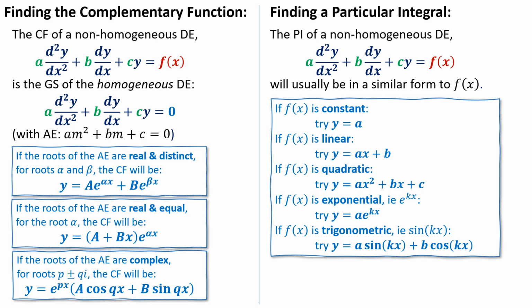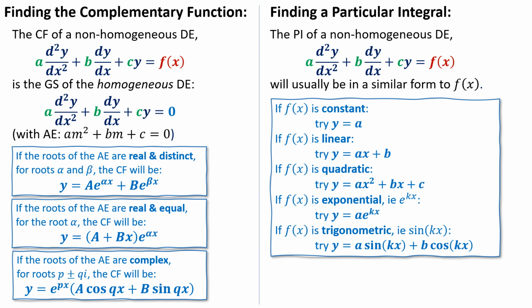And for trigonometric results like sine, you're going to need, once again, to take into account all possible derivatives of that function. So you're going to go with something that incorporates a sine and a cos. But if it's sine of 7x, then we're going to use sine 7x and cos 7x for our two terms.